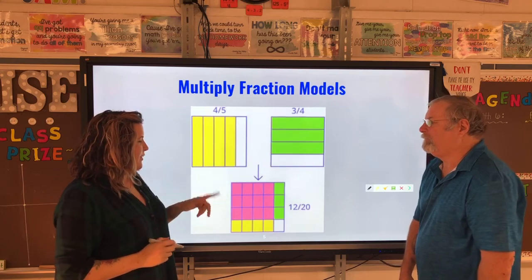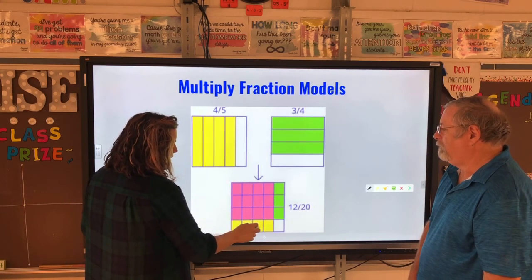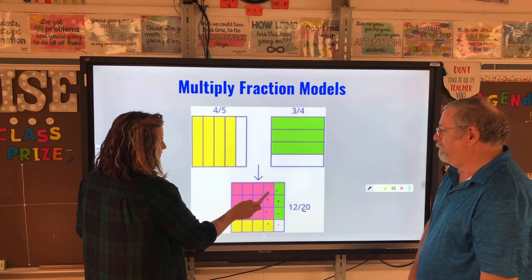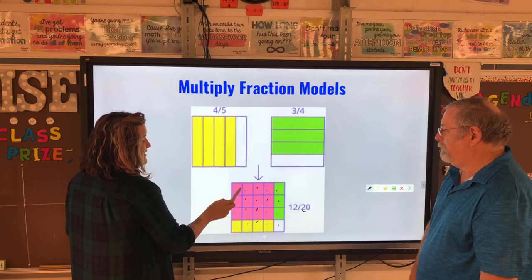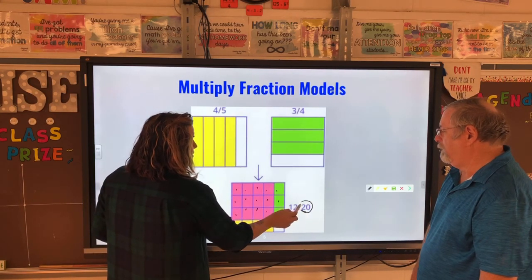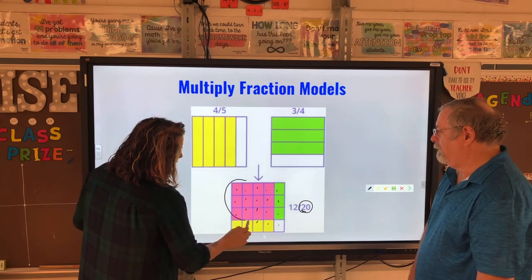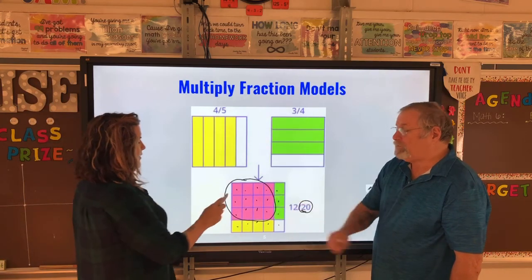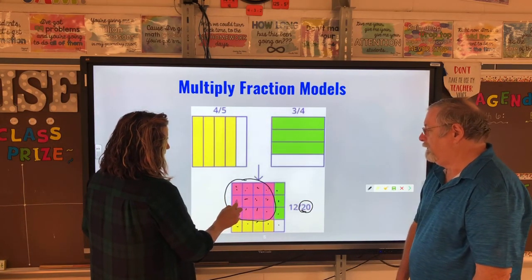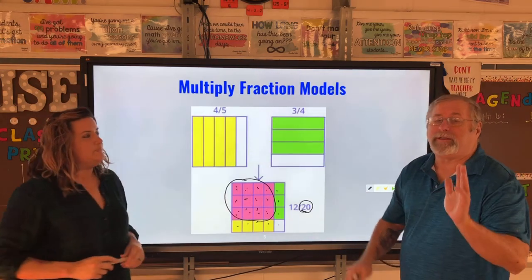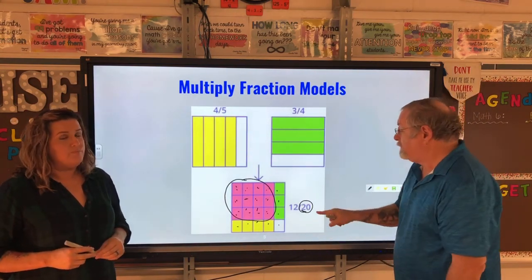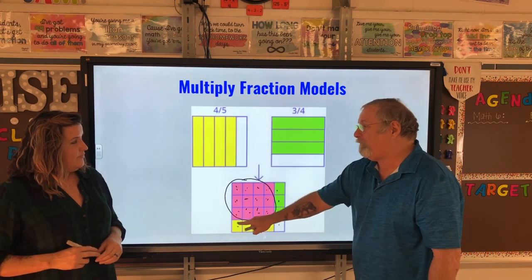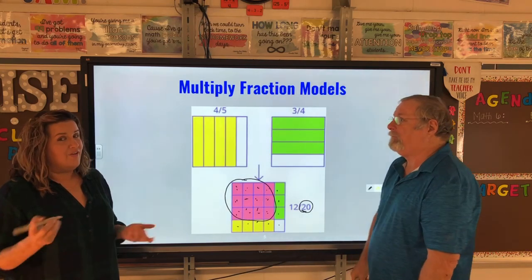Here's how I read it. The total number of little squares is the denominator. There's 1, 2, 3, 4, 5, 6, 7, 8, 9, 10, 11, 12, 13, 14, 15, 16, 17, 18, 19, 20 little squares. My double colored is the numerator: 12. Remember, this is a multiplication model, so the denominator is 4 times 5. That's where the 20 came from. I could find the area of the square.